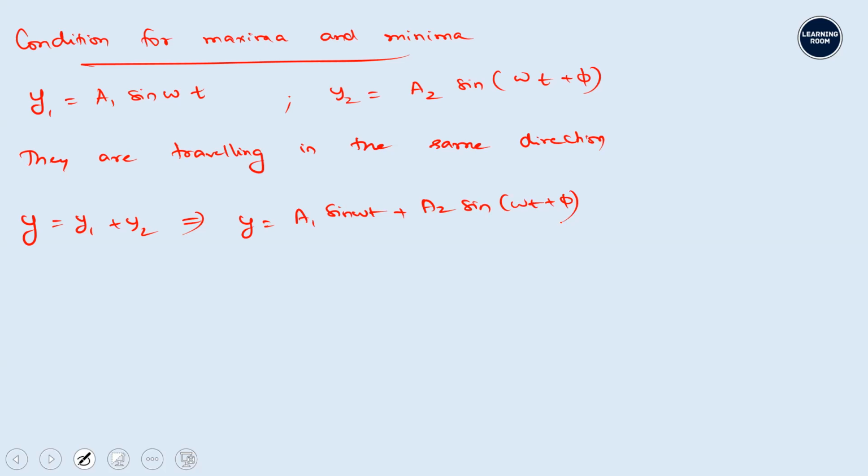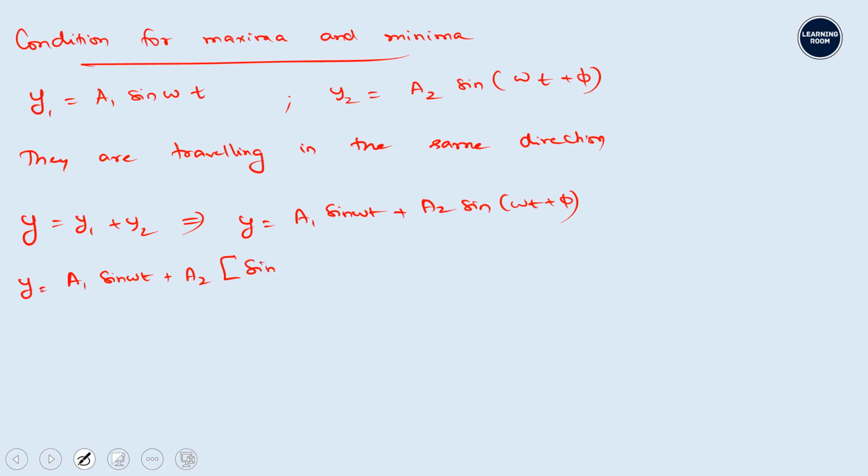Okay. Now look at it. Y will be equal to a1 sin omega t plus a2 into sin of omega t plus phi. That is, sin of A plus B can be written as sin A cos B plus cos A sin B.